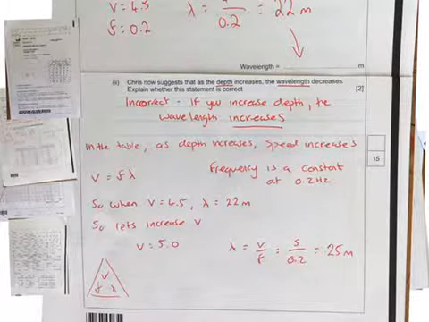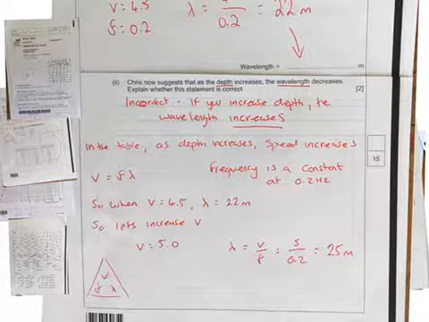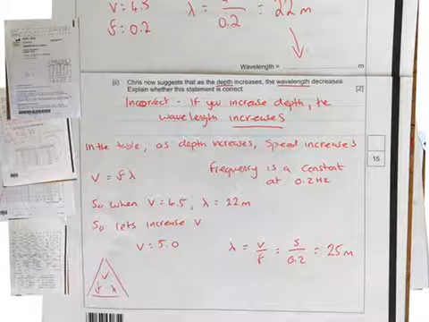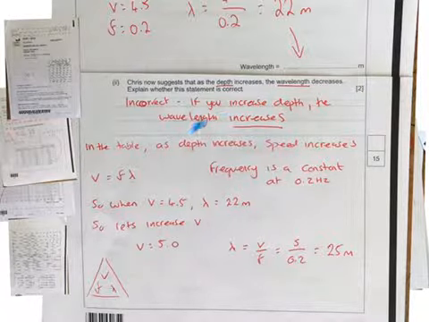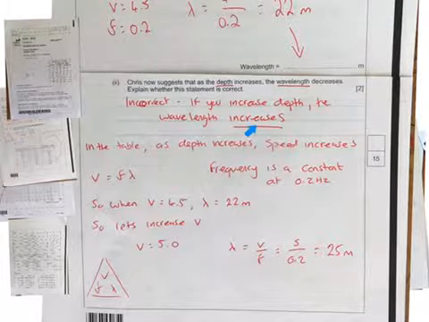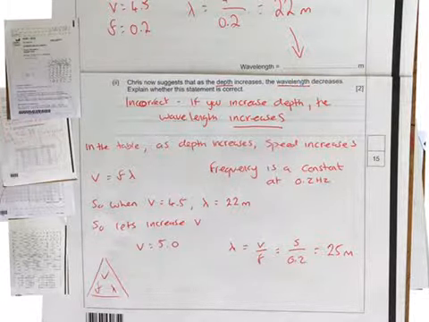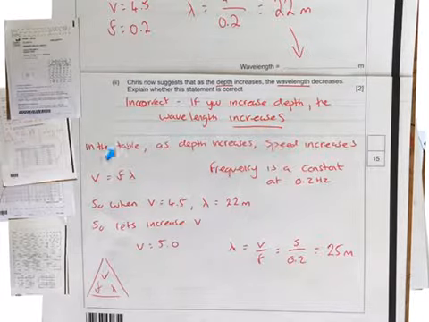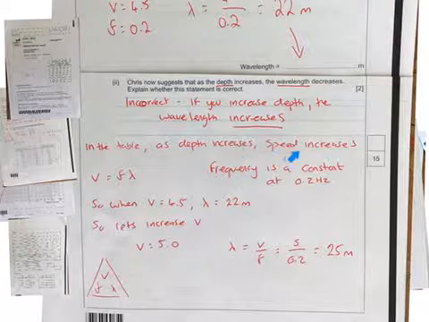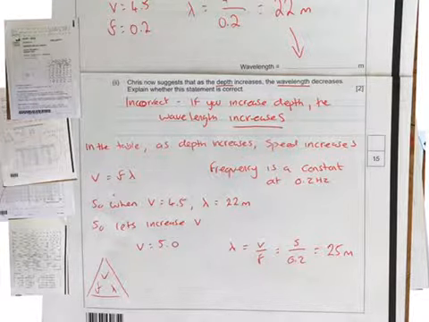Chris now suggests that as depth increases, the wavelength decreases. Explain this. So a bit more work for 2 marks here. I've said he's incorrect, because if you increase depth, the wavelength also increases. So it's not an inverse relationship. It's a proportional relationship. And I've pulled some information out here just to prove it. So in the table, as depth increases, the speed increases.